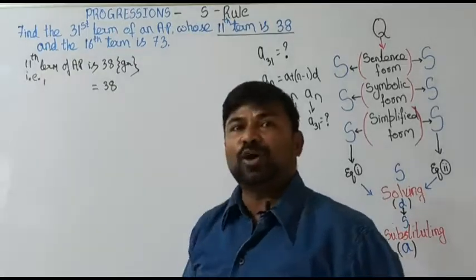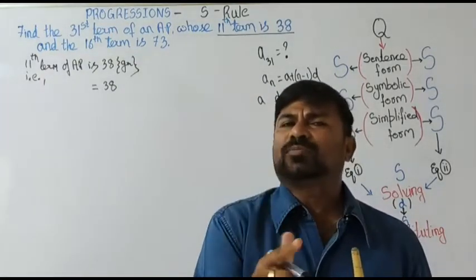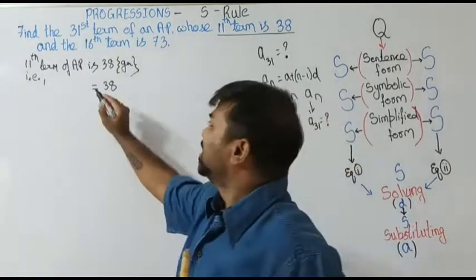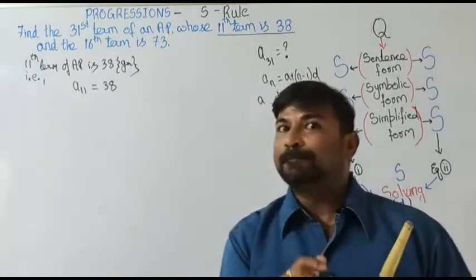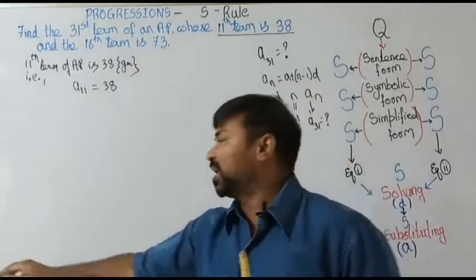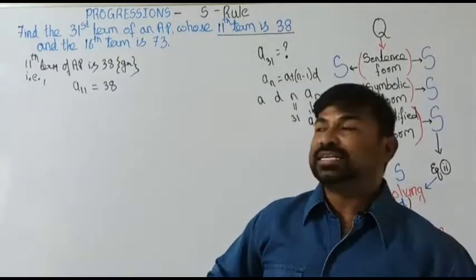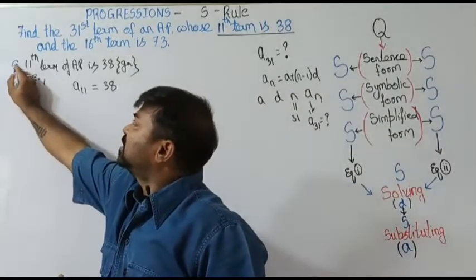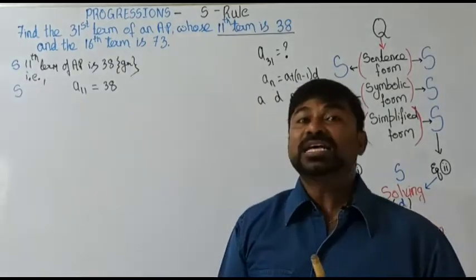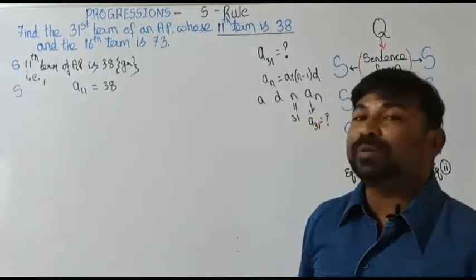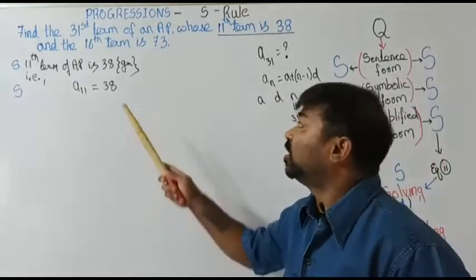11th term of AP. How to write 11th term of AP in symbolic form? It's nothing but A11. What did we do? We have completed two S there. The first S is nothing but the sentence. And the next S is nothing but the symbolic form. It's nothing but A11 equals 38.